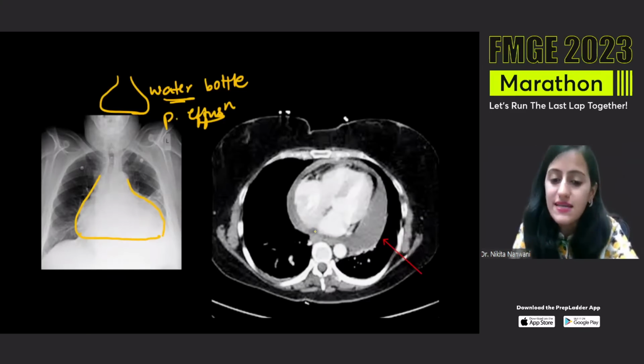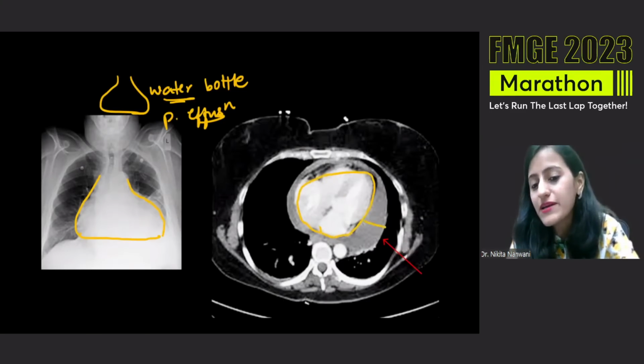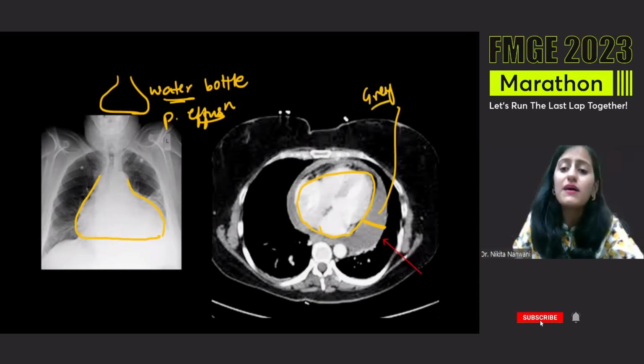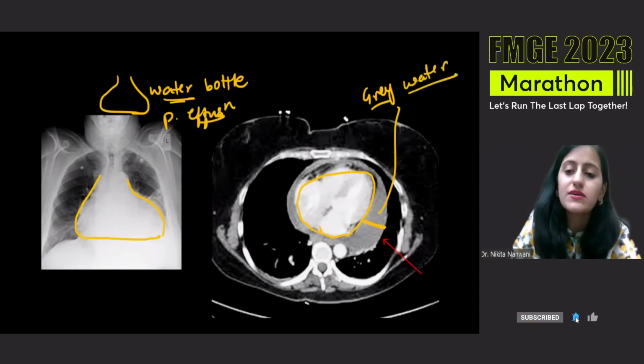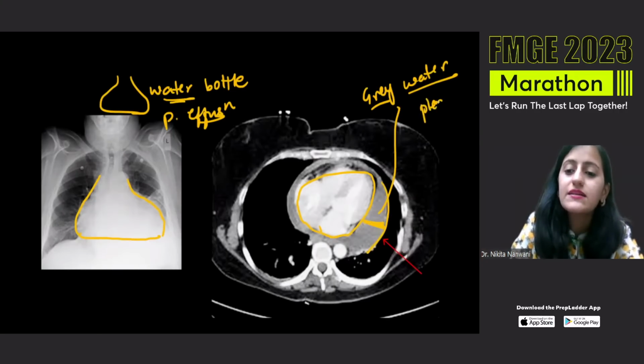That is what we are seeing in this CT also. This is the heart, and surrounding the heart, again, look at this gray color. Have this image in your mind. Gray color is water on CT. So surrounding the heart, this gray color water is going to be pericardial effusion.